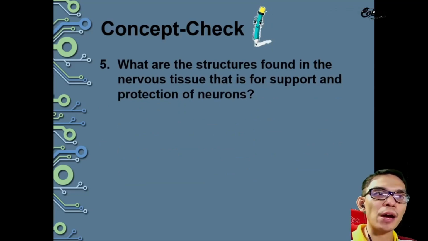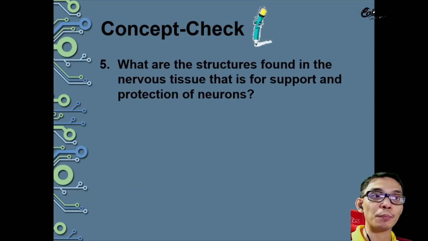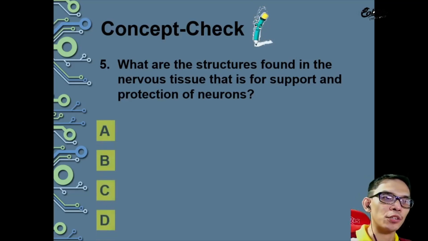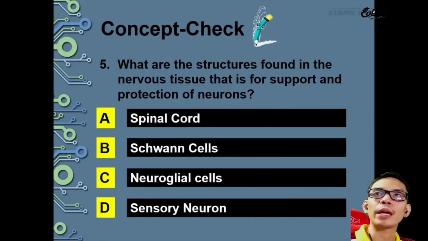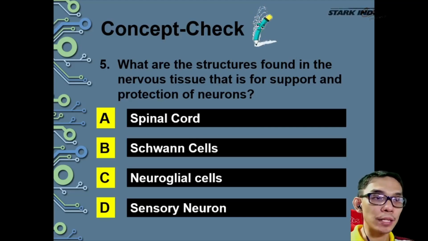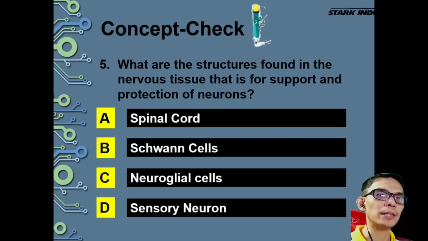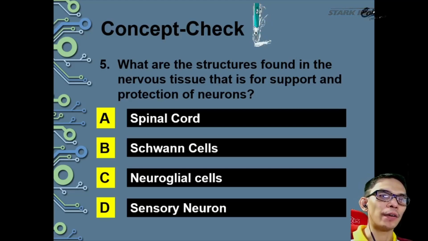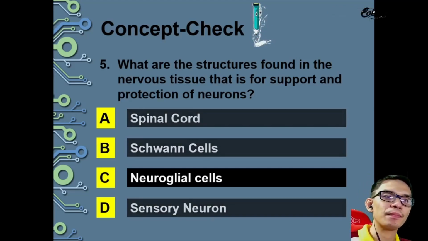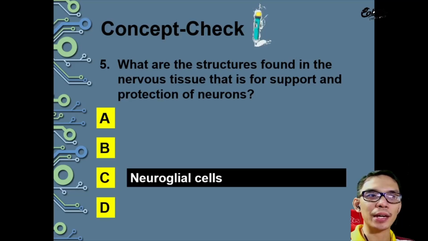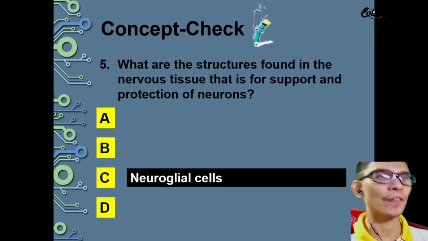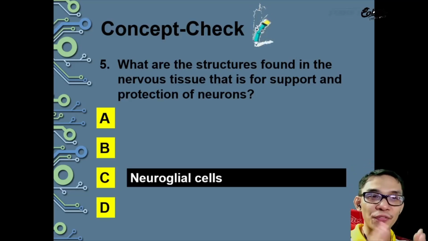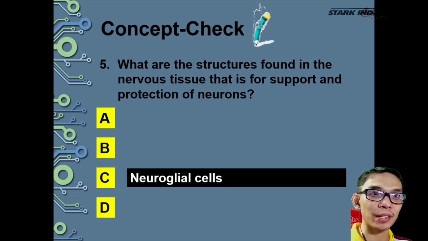what are the structures found in the nervous tissue that are for support and protection of neurons? These are the choices: spinal cord, Schwann cells, neuroglial cells, or sensory neuron. Select your answer. All right, the answer is neuroglial cells.